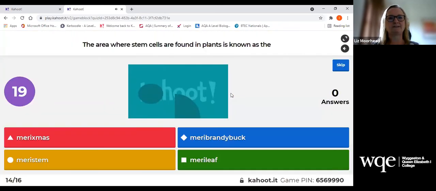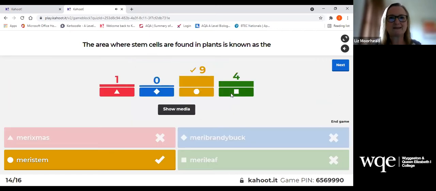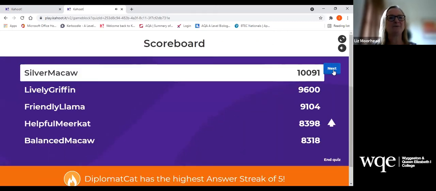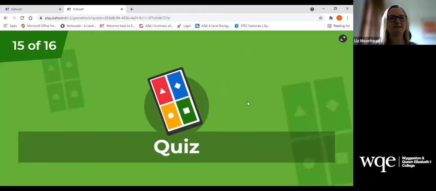The area where stem cells are found in plants, is it known as the merry Xmas, the merry stem, the merry brandybuck, or the merry leaf? It is, of course, the merry stem, merry Xmas. Okay, well done, helpful meerkat, moving up the leaderboard there.